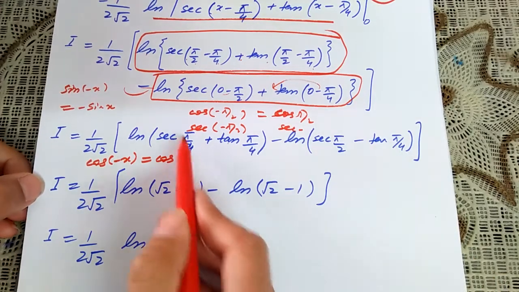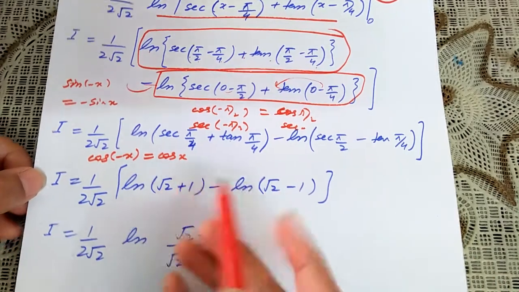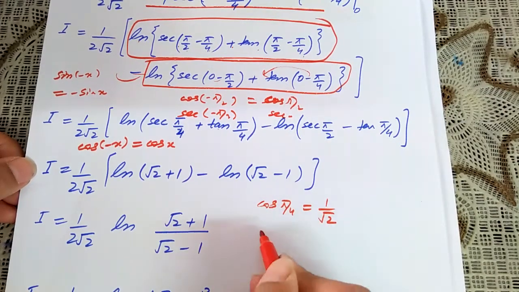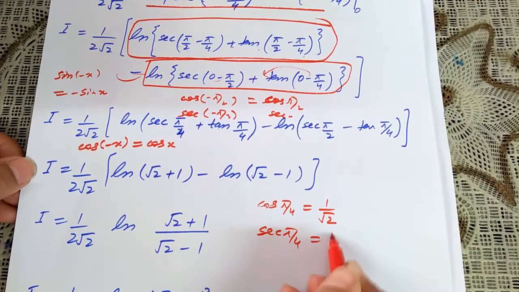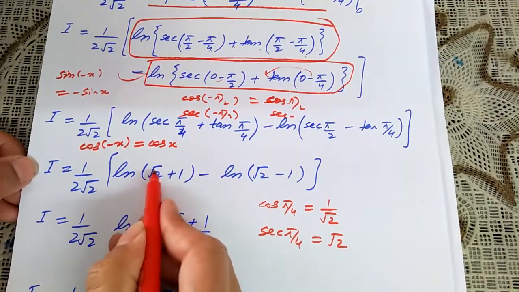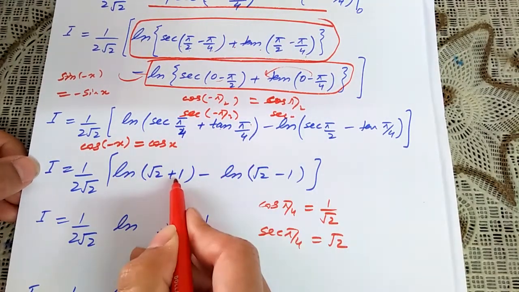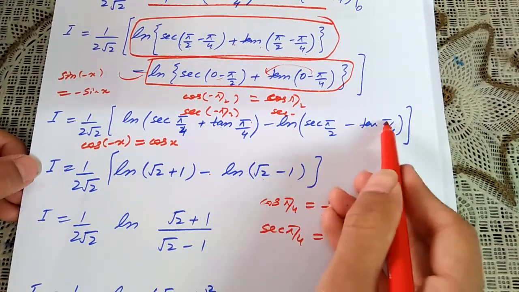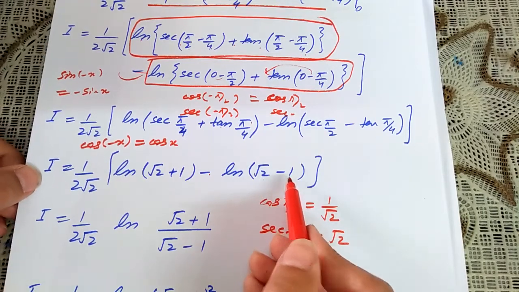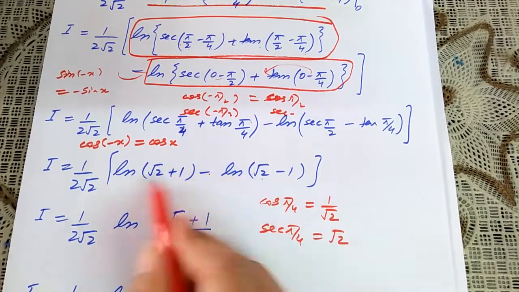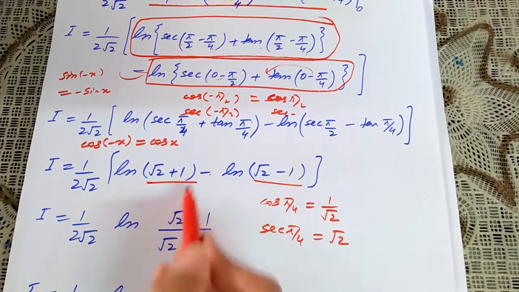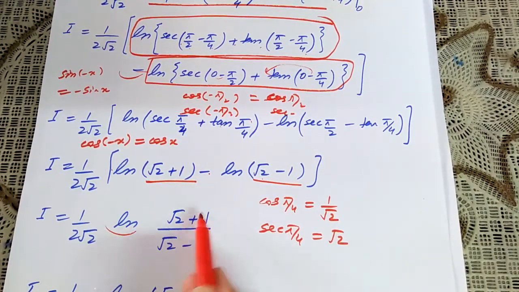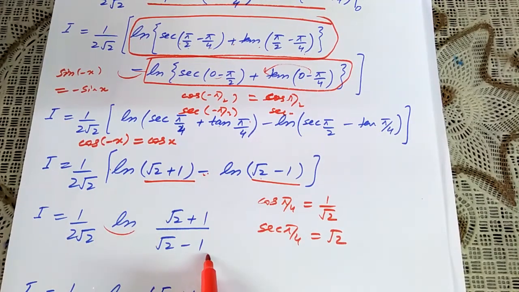Now, secant pi by 4 is equal to root 2, because you know that cos pi by 4 is 1 over root 2. So secant pi by 4 will be root 2. Tangent pi by 4 is 1. Negative ln: secant pi by 4 is again root 2, and tangent pi by 4 is 1 here. You know this is the property of ln: you can write these two functions with one ln. How? The positive thing will be written in the numerator and the negative thing in the denominator.